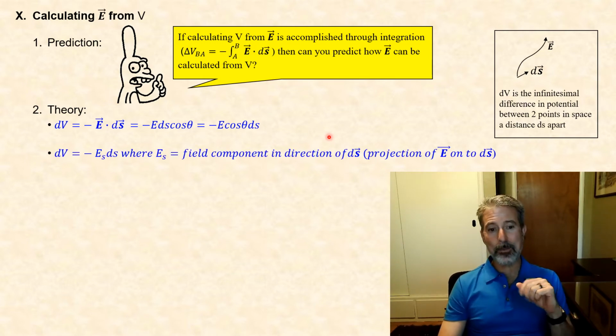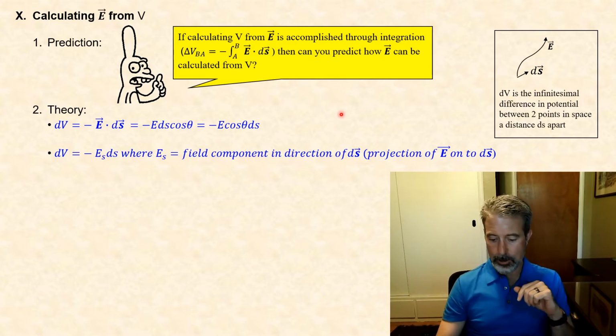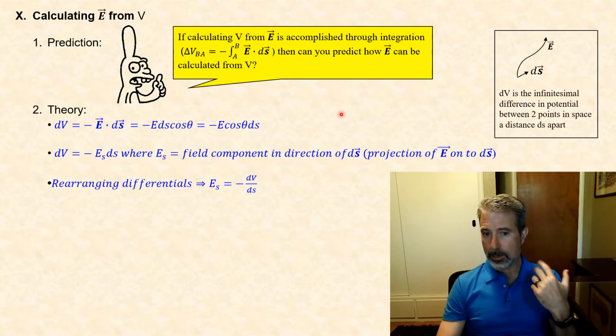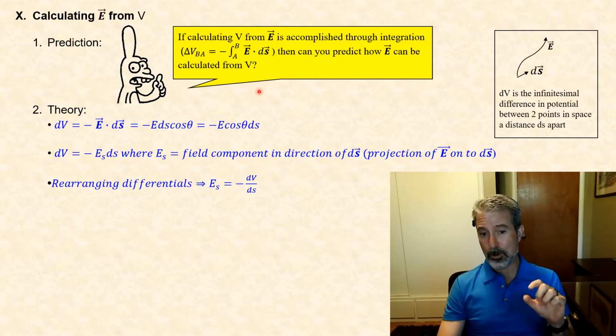So we will say that we can write the projection of the field onto ds as E sub s. That is simply E cosine theta, where E sub s is the field component in the direction of ds, the projection of E onto ds. And if we rearrange differentials here, looking at this expression, we see that E sub s is simply minus dV/ds. All right, so there we have it.